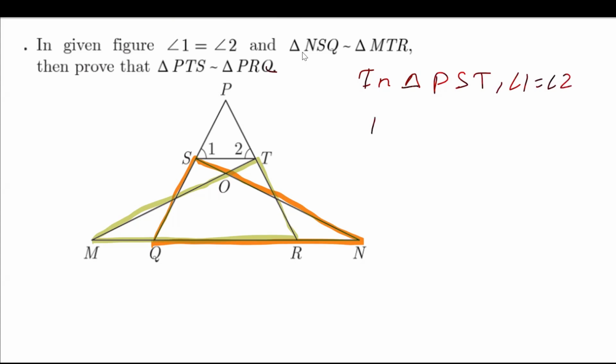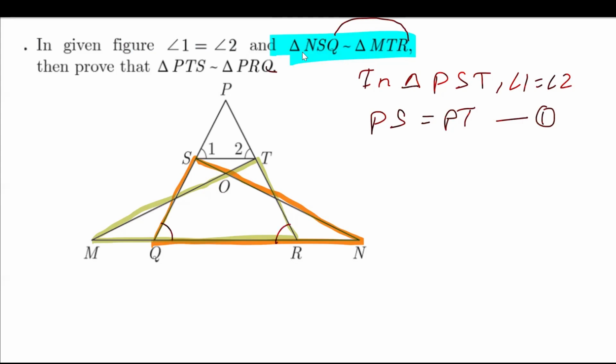So from the isosceles triangle property, we can say that PS is equal to PT, that is, sides opposite to equal angles are equal. Further, we can see that these two triangles are similar. So we can write their corresponding angles as equal. So I can write angle Q is equal to angle R, and that's because these triangles are similar, right? So triangle NSQ is similar to triangle MTR.